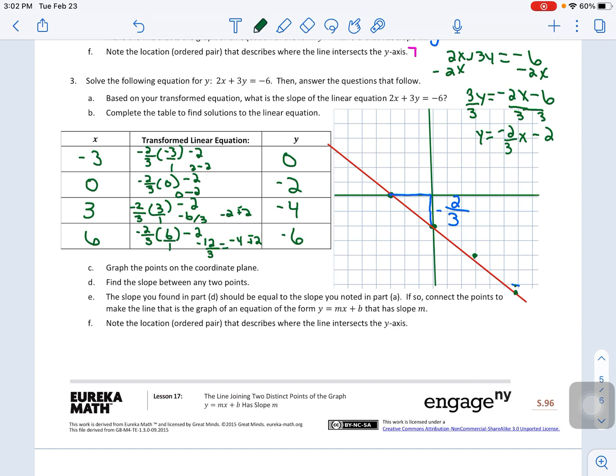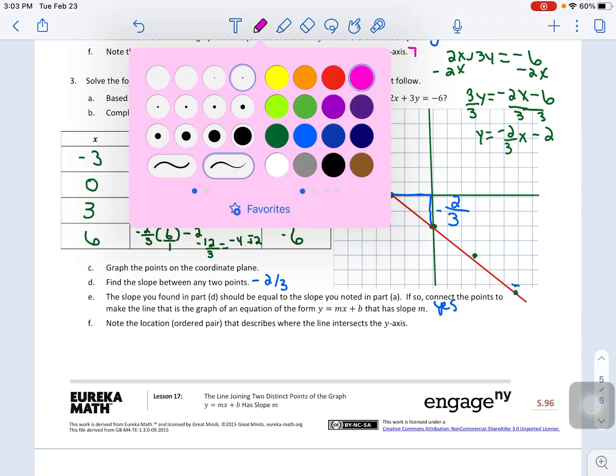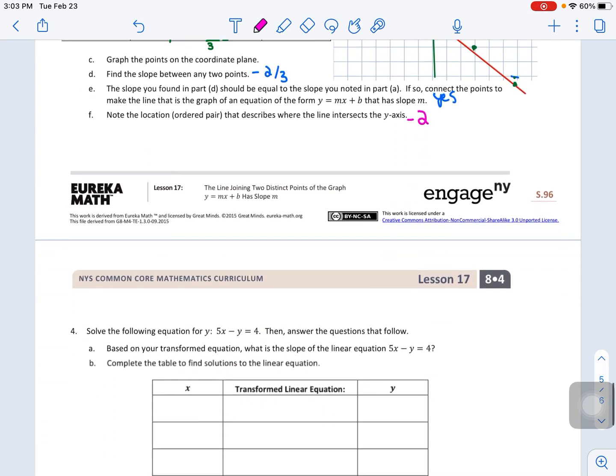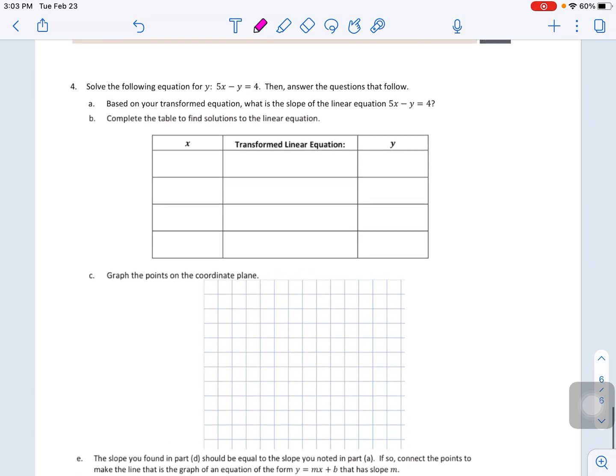All right, next, so we found the slope is negative 2/3. Yes, it is the same as above. And then noting our location of where it crosses on the y, which is here, and that is a negative 2. All right, last problem.